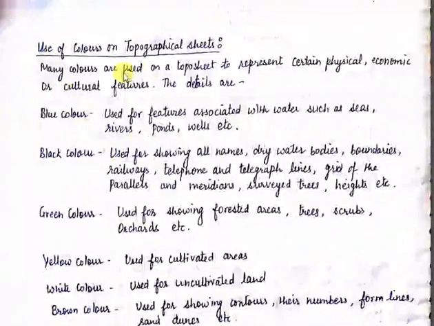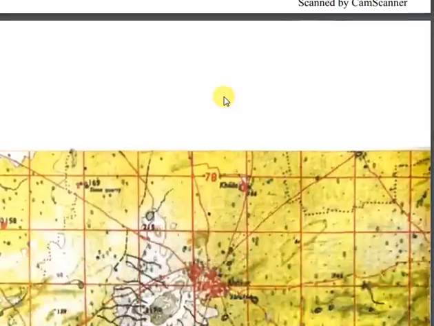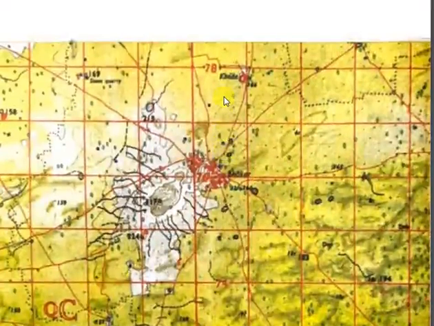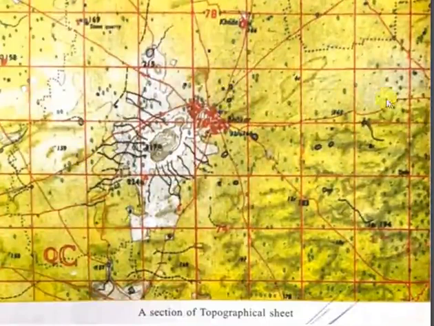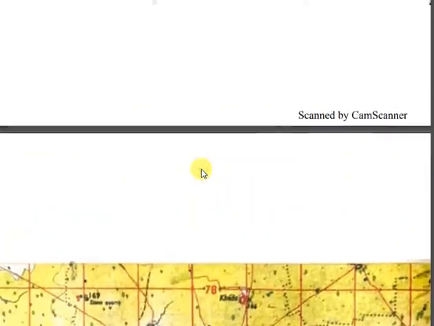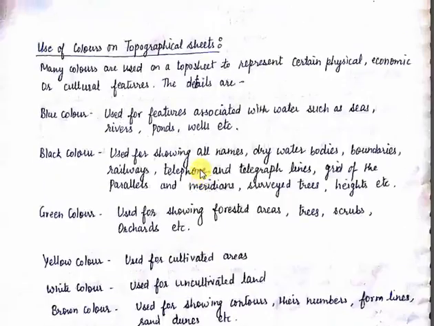This is the second lecture on representation of geographical features. Earlier we discussed the geographical features and their types, and now we are going to discuss the use of colors in the topographical sheet. Earlier I showed you the topographical sheet, which looks like this. Here you are able to see the topographical sheets, and today we will discuss the significance of the colors. The colors which you see here, why these colors are used and where these colors are used. This is what we are going to discuss here.